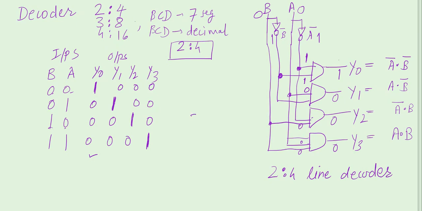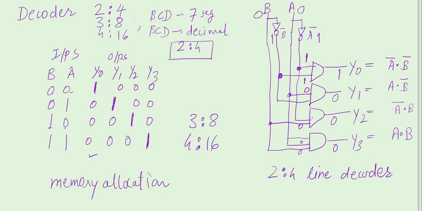Similarly, on the same lines, we can have 3 to 8 line decoders. We can have 4 to 16 line decoders. The decoders are very important circuits in memory allocation in computers. A large amount of memory is there. This memory is separately allocated to different specific applications using the decoder circuits.